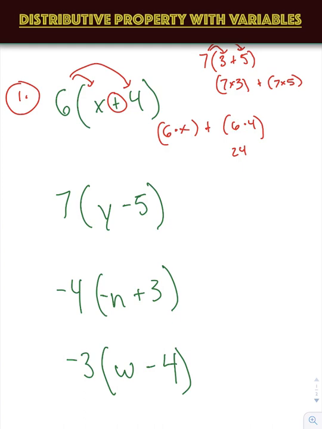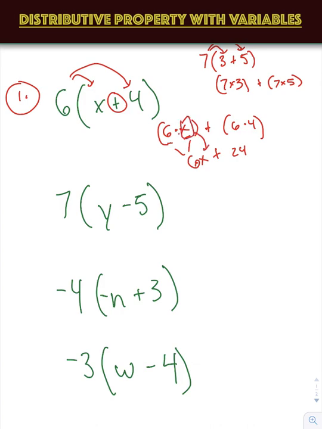6 times x is interesting because students have learned that you are not to combine terms. You're not to combine a number with a variable. And that is true. You do not combine terms when you're adding or subtracting a number with a variable. However, when you multiply, the numbers do mesh together. So it is 6x plus 24.